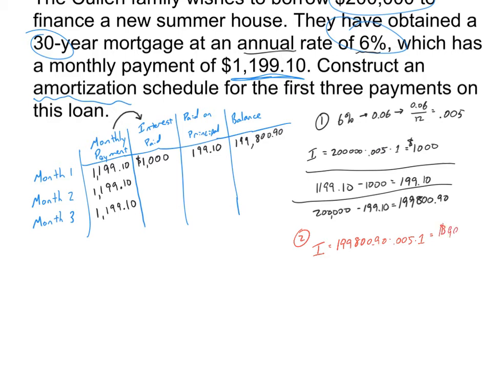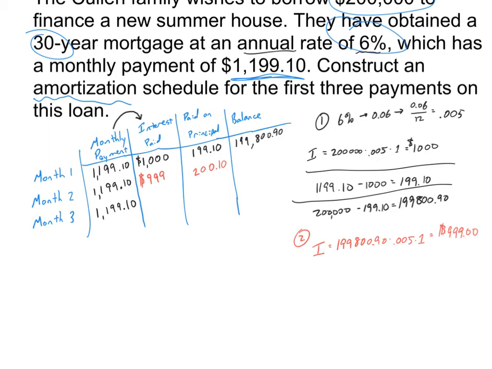Month 2 is 999.00. Okay, so after that first month of paying $1,000 in interest, now my interest is only $999. Okay, and now instead of $199 paid off my principal, I've already bumped it up to $200.10 that I paid off my principal.